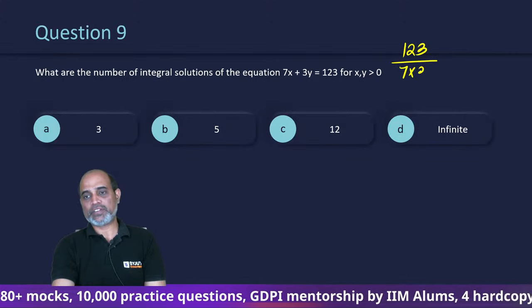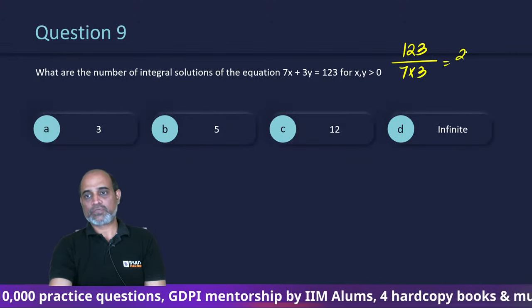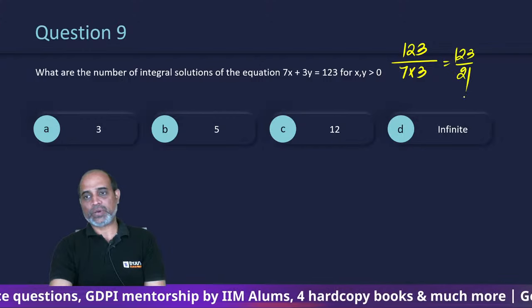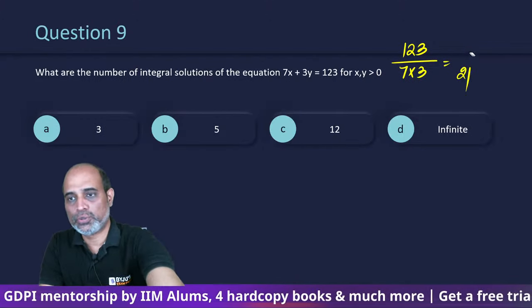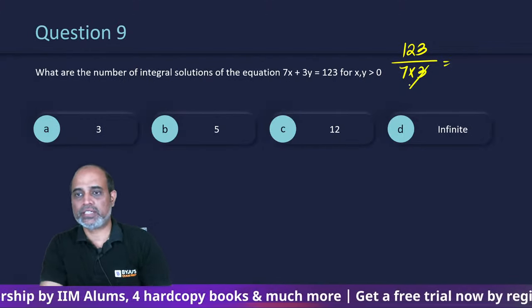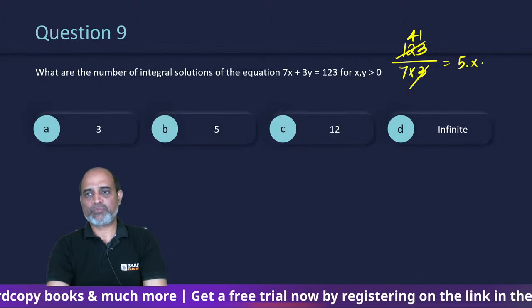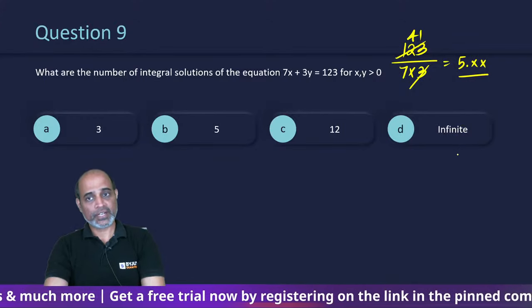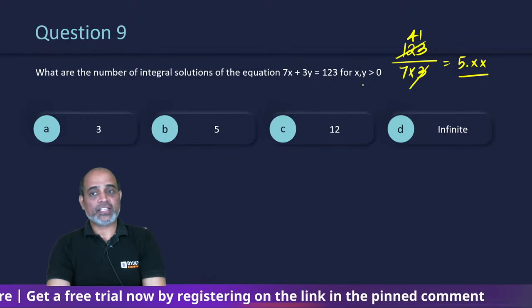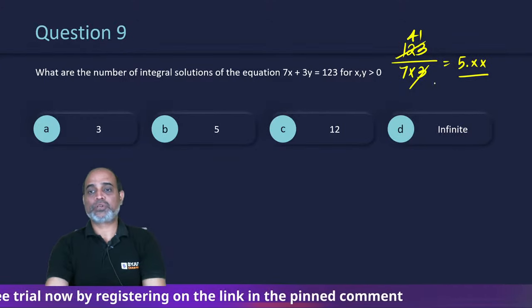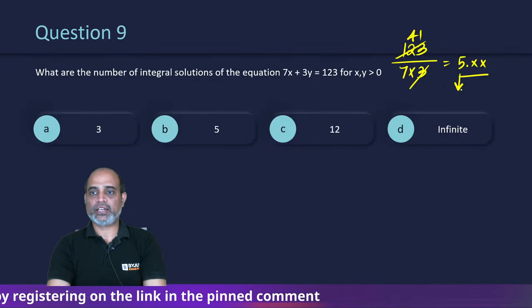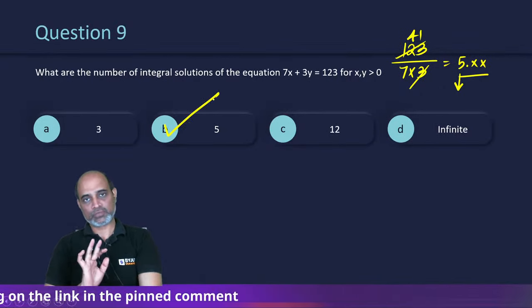123 divided by 7 into 3 कर लो आप, which is 123 divided by 21. Yeah, I will not do this by 21. I'll simply say 3 से कट जाएगा. This is going to be 41. This is going to give us 5 point something. Right? Since we have greater than 0, so we are talking about natural number solutions. तो ये जो 5 दिख रहा है ना, इतने natural number solutions होते हैं.